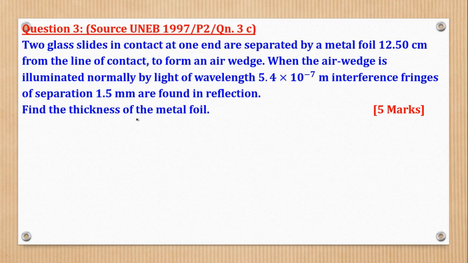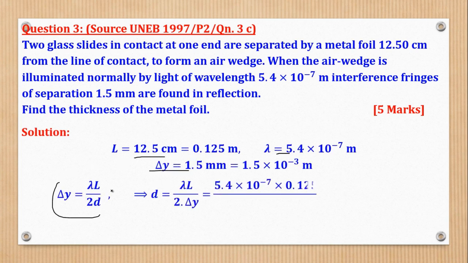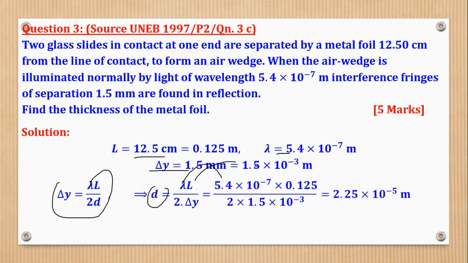So still the same procedure. Capital L is that, lambda is that, separation is that. Therefore, quote the formula for fringe separation and make d the subject. After that, you substitute for lambda, capital L, and separation to come up with this as the answer.